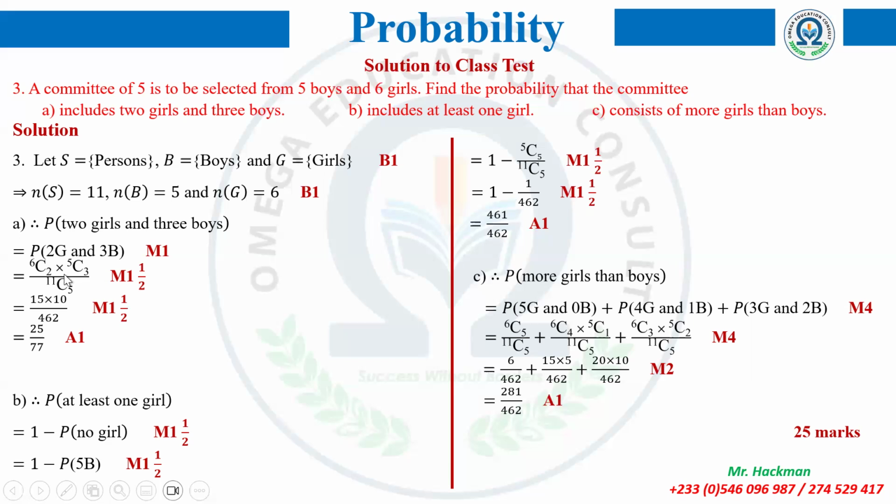Use your calculator to do each of the combinations separately. Don't use it to do everything. Other than that, you will lose the marks here. Remember the advice. So this will give us what we have here. This will give us this. Okay, the denominator will be there.